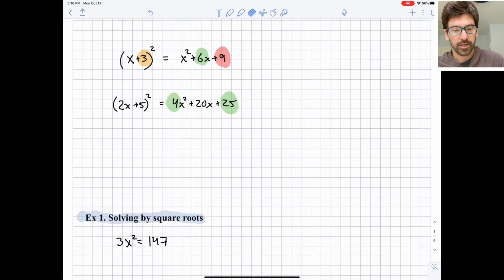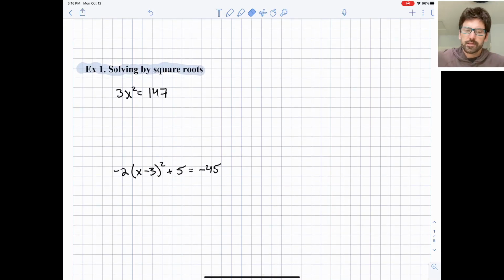So let's go ahead and look at an example, and we'll look at some quite basic examples first, and then we'll actually end up doing the completing the square process. So first we're going to solve some equations simply by taking square roots. And this first one, you can see that we have 3x squared equals 147. You might be thinking, if you want to do some factoring, maybe we need to subtract 147 from both sides, get things equal to 0.